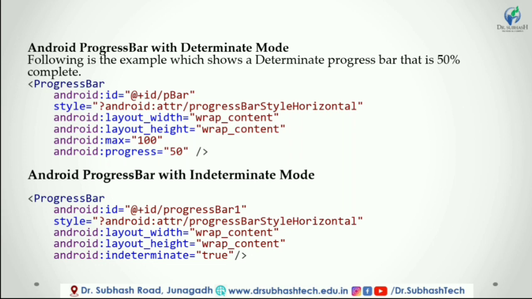Second is Android progress bar with indeterminate mode. Generally, we use indeterminate progress mode in a progress bar when we don't know how long an operation will take or how much work has been done. In indeterminate mode, the actual progress will not be shown.